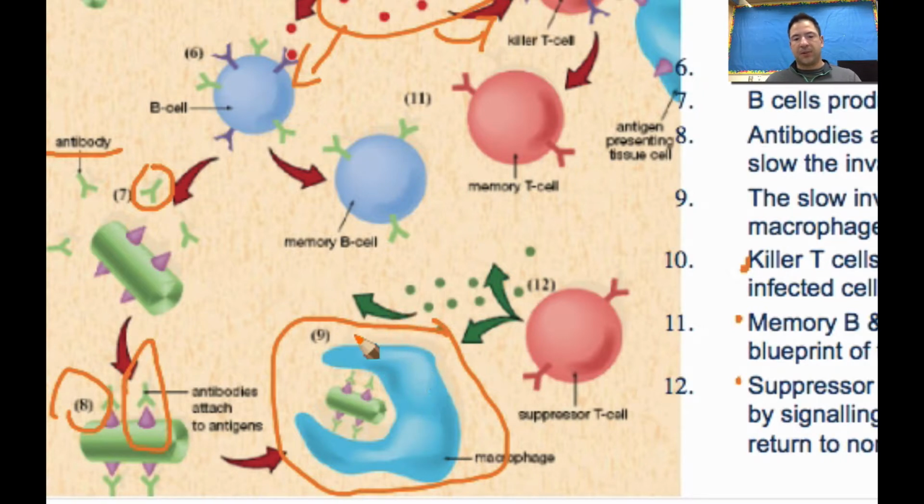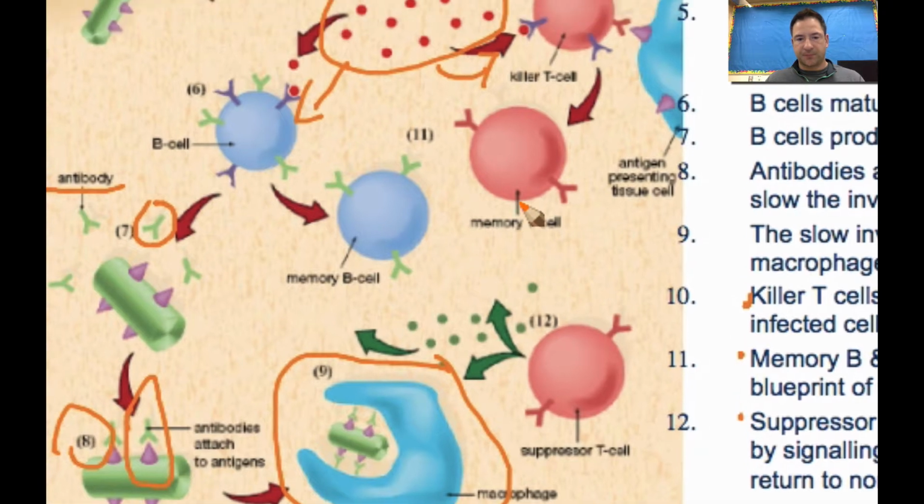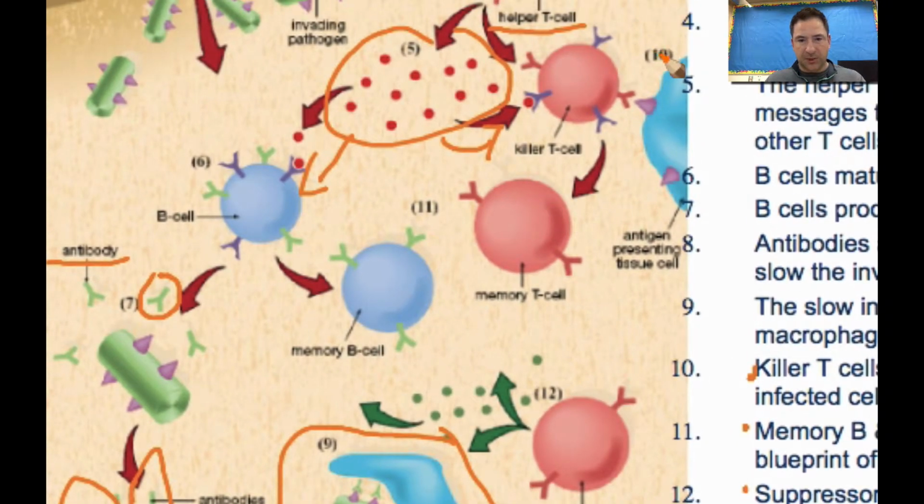Now what happens here, once that is done, is we'll look up here: the antigen is now going to be attached, and those killer T cells are going to move through the body. And so the killer T cells are going to destroy any mutated or infected cells. And you can see this killer T cell right here.